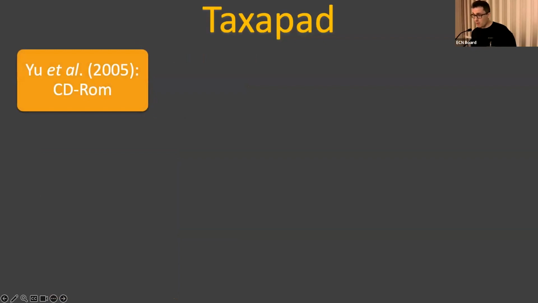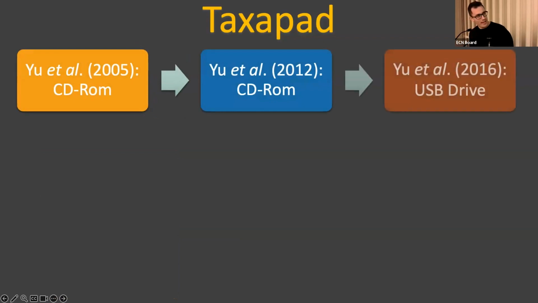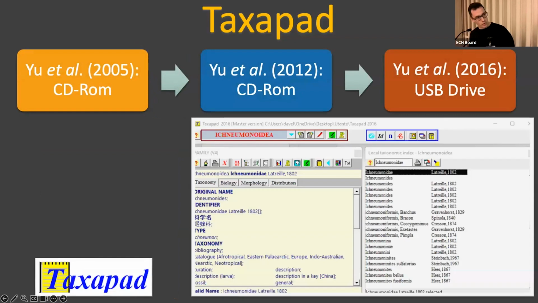2005, it came in a CD-ROM that you purchased for $200 something. Then it moved to an update in 2012. Of course, you need to pay each time, all right? And then the last one was the 2016 that came into a USB drive, all right? So you purchase the USB drive, and this is what you can open up in your computer.